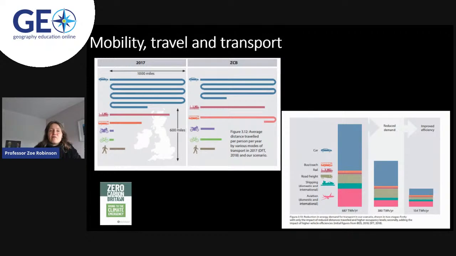And on the right, this is showing ways that reducing demand can decrease our emissions, as well as through improved efficiency. And of course, there's a lot to learn about COVID. We've learned how to do things differently, requiring different travel patterns. And it'll be really interesting to see what changes in the long term, which can help us towards this net zero future.